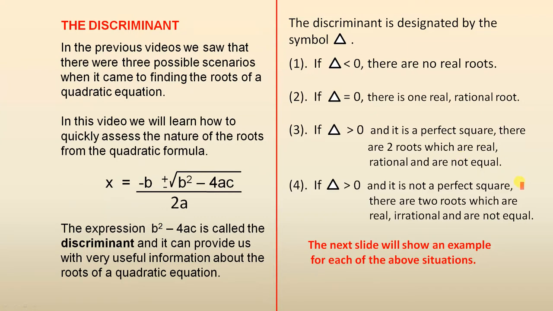If the discriminant is greater than 0 and it is not a perfect square, there are two roots which are real, irrational, and are not equal. For example, let's say the discriminant was, say, 13. Well, the square root of 13 is an irrational number, but there are still two roots on the real number line. The next slide will show an example for each of the above situations.